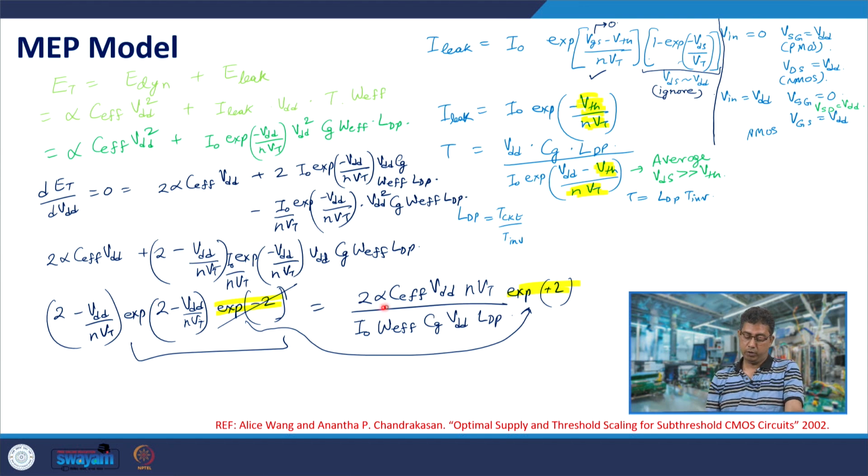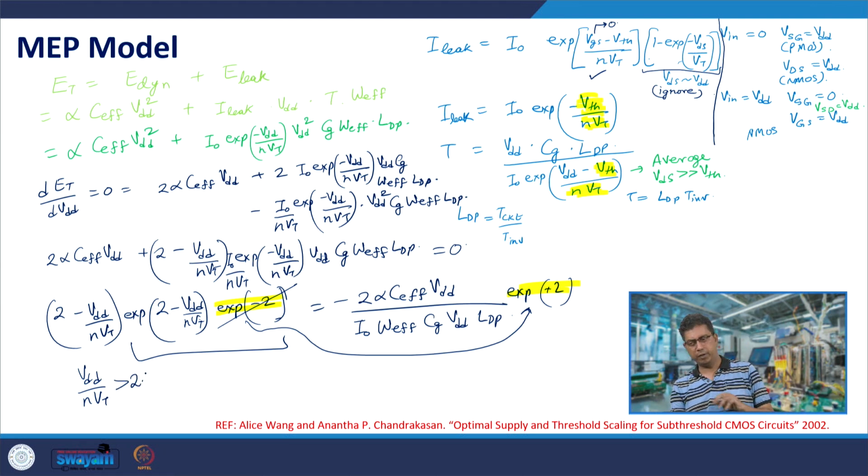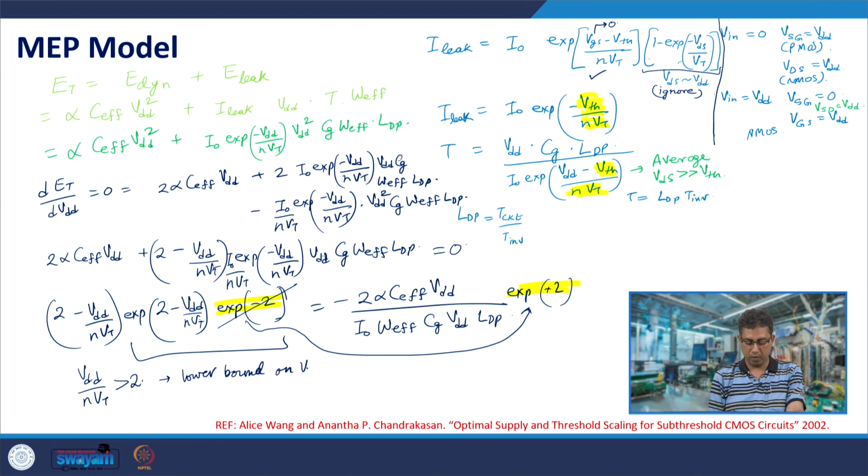Okay. So, what do we make out of this? One thing is that you have a negative sign here. So, the right hand side is negative. It means that VDD by NVT should be greater than 2. So, what we mean to say is that our work would not be valid for a value of VDD which is smaller than say 50-60 millivolts. So, all the expressions that we have used would not be valid when you reach a value of 50 to 60 millivolts. So, lower bound on VDD.